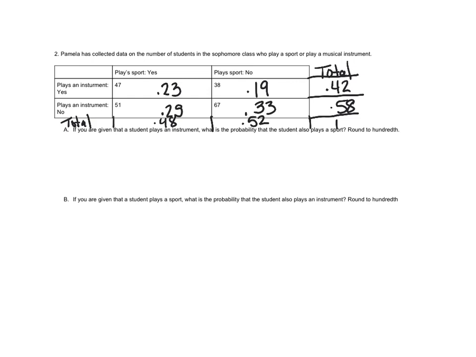So if you're given a student plays an instrument, what is the probability that a student also plays a sport? So that's going to be 0.23 over 0.42, which is 55%. If you are given a student plays a sport, what is the probability that a student also plays an instrument? Round to the nearest hundredth. So 0.23 over 0.48, which is roughly 48%.